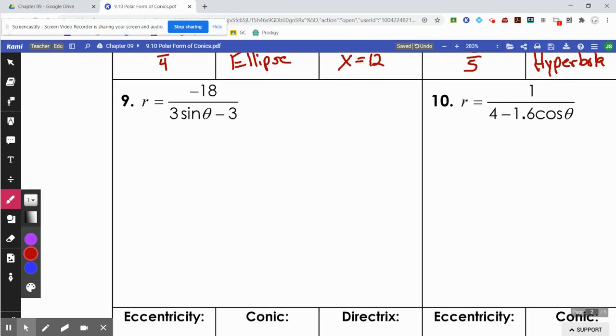Number 9. Again, factor the 3 out of the bottom gives you negative 18 over 3 times sine of theta. Now we've got a problem here though. We need a 1 plus or 1 minus. We don't need sine of theta minus 3. So what I'm going to do instead, so I can flip-flop these two, is I've got to factor out a negative 3.